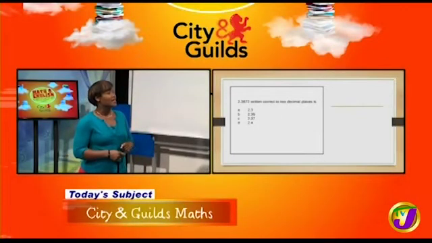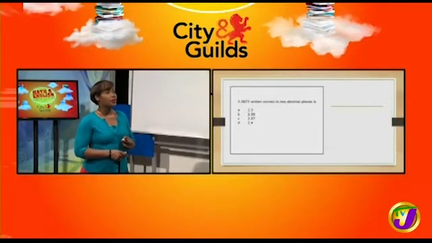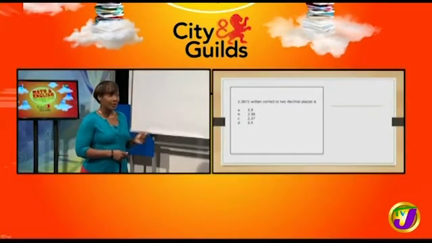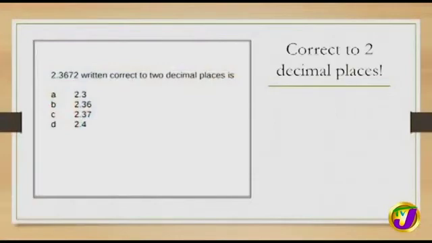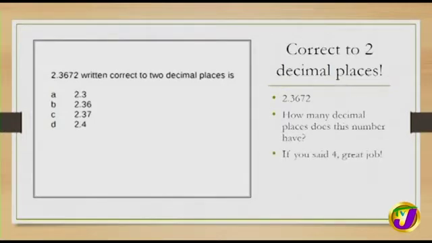2.3672 written to 2 decimal places. What is that number? What does it look like? So what's the first thing? We want to examine the number. 2.3672. How many decimal places are you seeing in this number? If you said 4, great job. There are 4 decimal places in this number, and you're asked to give the number correct to 2 decimal places. So we want to look at what digit is in the 100th place.